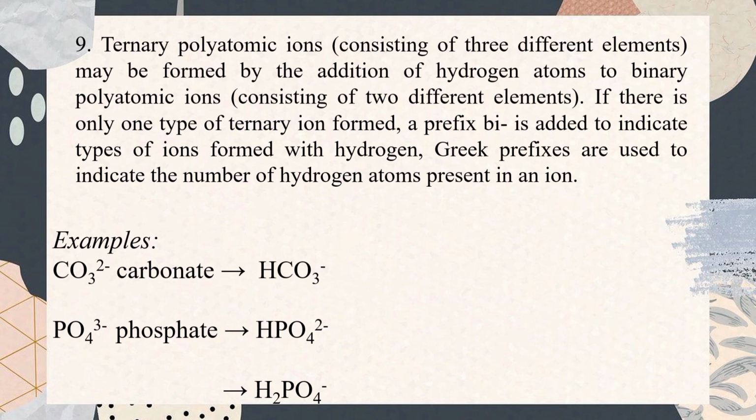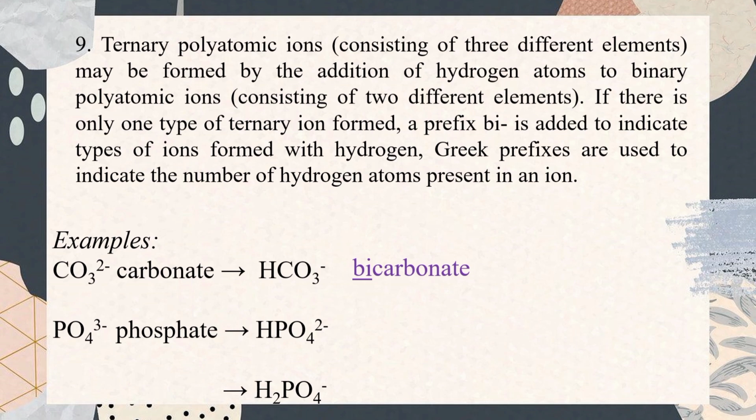CO3 -2 or carbonate, when H is added to it, will form a ternary ion, HCO3 -1. And since there is only one type of ternary ion formed here, we are going to use the prefix bi in naming. So you just simply add the prefix bi to the word carbonate. So the correct name of this ion would be bicarbonate.